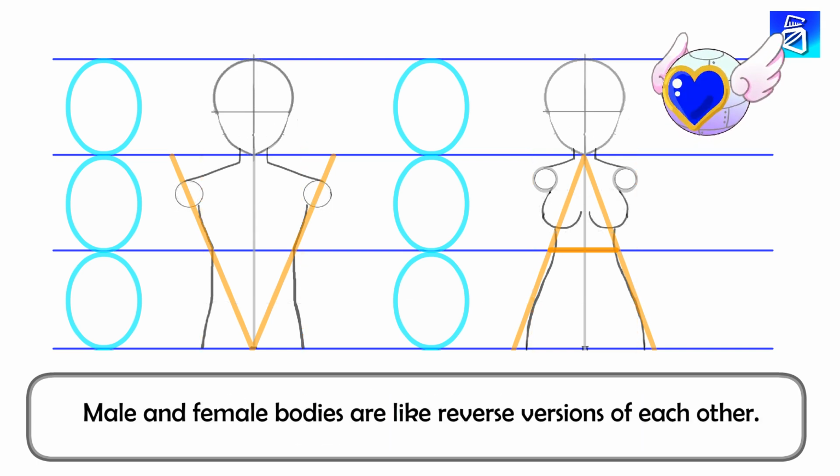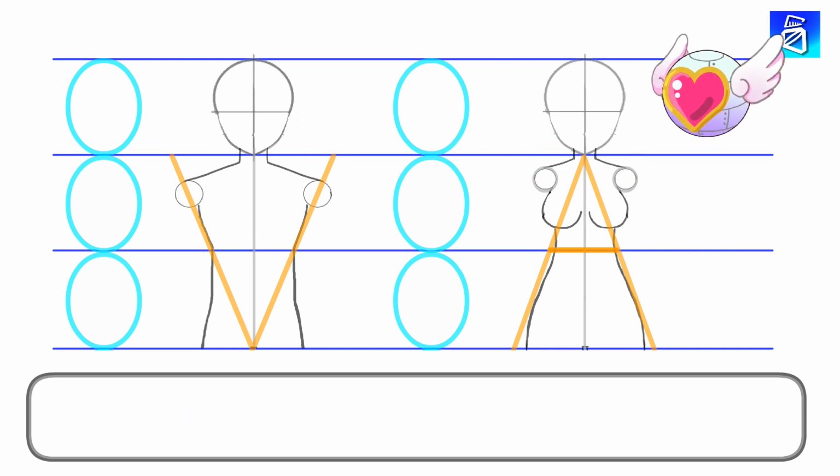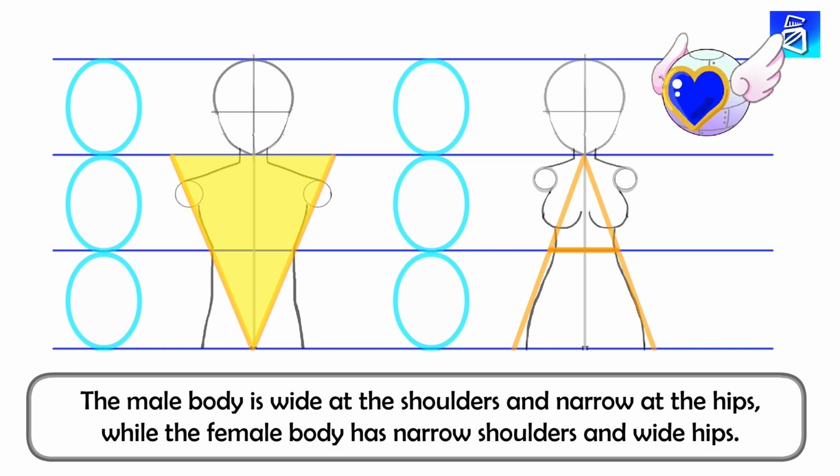You can think of male and female bodies as reverse versions of each other. The male body is wide at the shoulders and narrow at the hips, while the female body has narrow shoulders and wide hips.